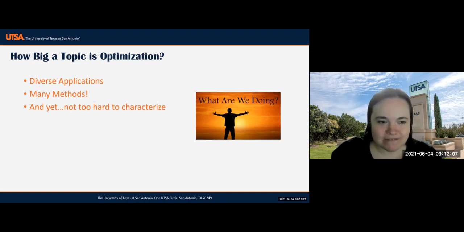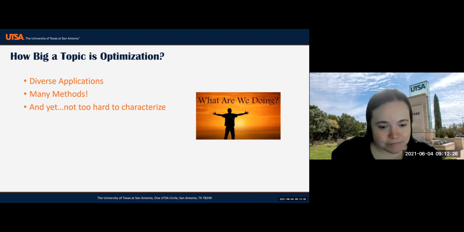So we have incredibly diverse applications. And with that diversity comes many, many numerical methods. So in that sense, optimization can be very challenging. However, optimization is actually not that hard to characterize as a problem.